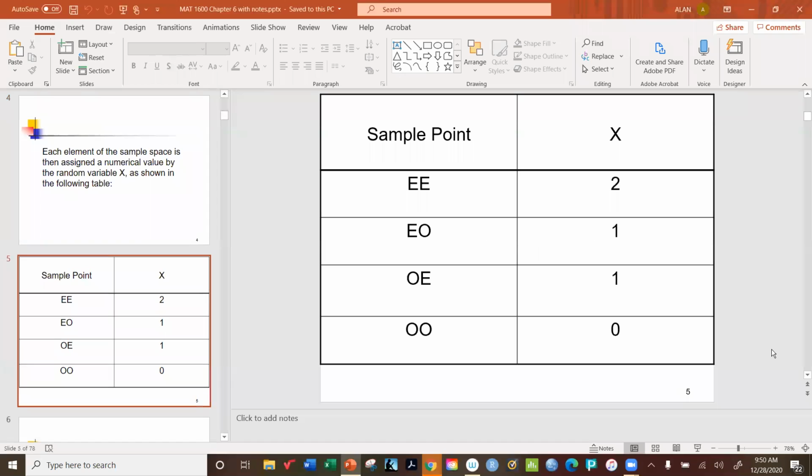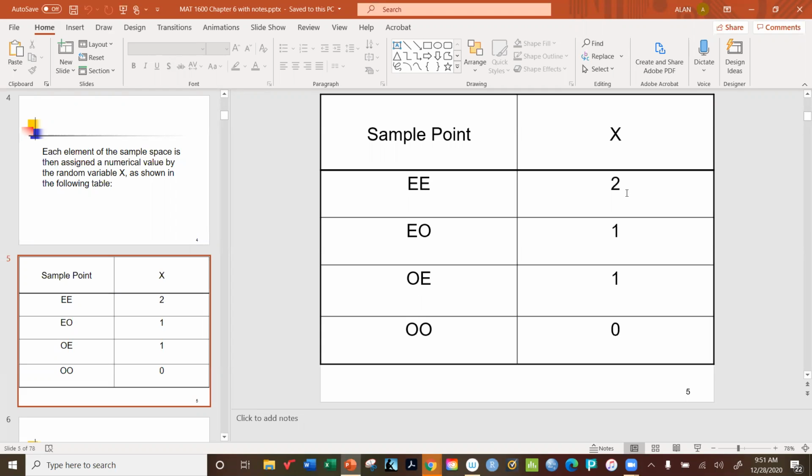So here's the chart, and you can see pretty clearly here that if we end up with an EE, or two evens, then x will be 2. In other words, 2 is assigned to this outcome because it has 2 even numbers. If we get either EO or OE, then x assigns a value of 1 because there's clearly only one even number. And then, of course, if we get 2 odds, then x is 0 because there are no even numbers. And it's really that simple. So literally all x is doing is taking each of these sample points or outcomes and assigning it a number, which represents how many evens turned up.